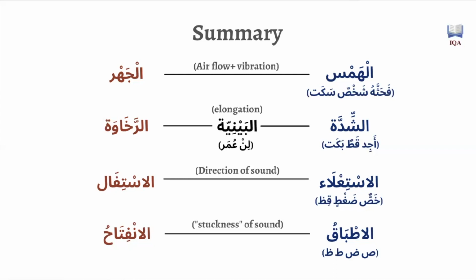So this is a summary of the 9 different types of sifat and huruf that have opposites. We have al-hams, its opposite is al-jahr. Al-shidda, its opposite is al-rakhawa. And al-ista'ala, its opposite is al-istifal. And al-itbaq, its opposite is al-infitah. And then obviously we have al-bayyina, which is in the middle right here.